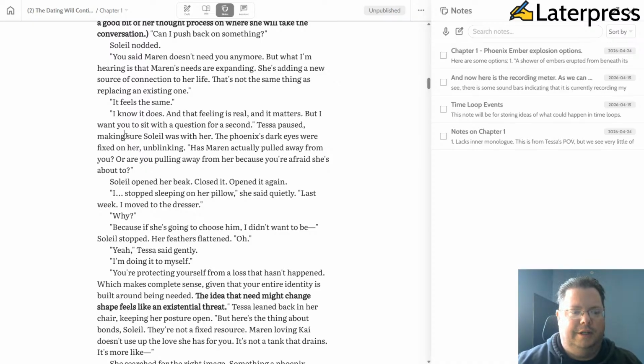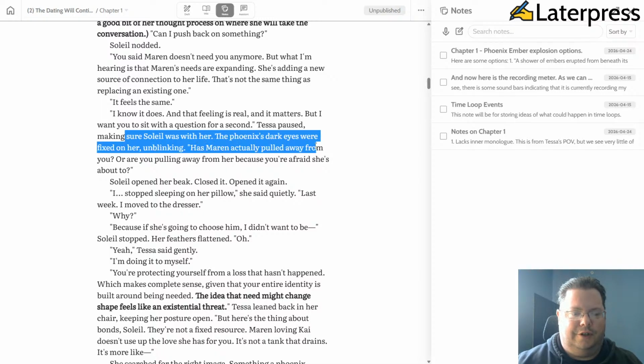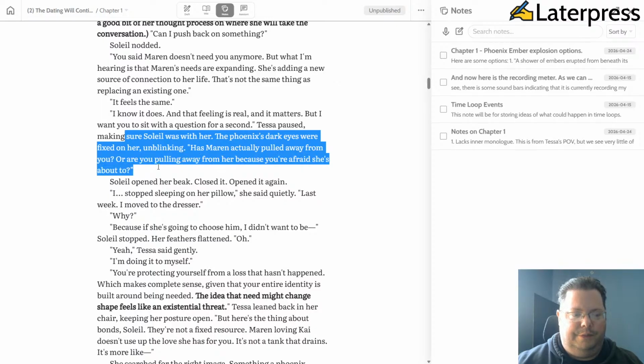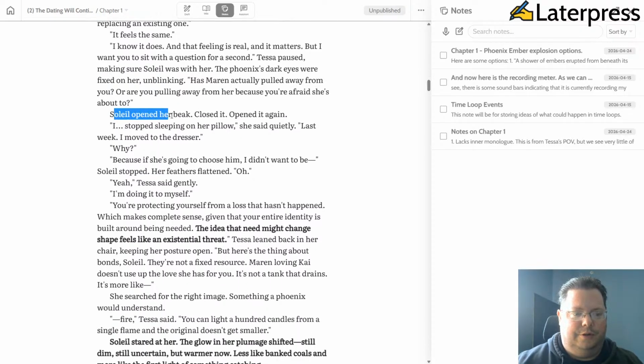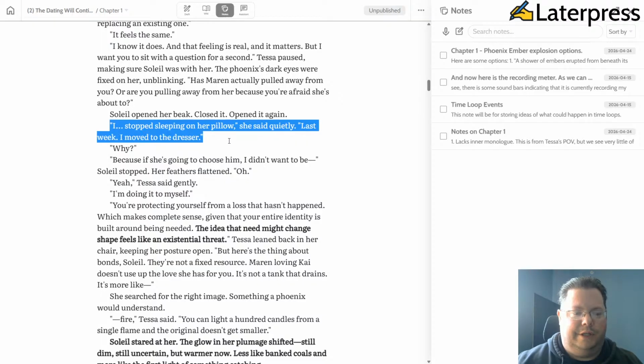Tessa paused, making sure Salil was with her. The Phoenix's dark eyes were fixed on her, unblinking. Has Marin actually pulled away from you, or are you pulling away from her because you're afraid she's about to? Salil opened her beak, closed it, opened it again. I stopped sleeping on her pillow, she said quietly. Last week I moved to the dresser. Why? Because if she's going to choose him, I didn't want to be.